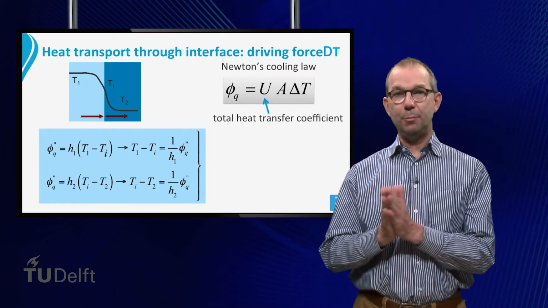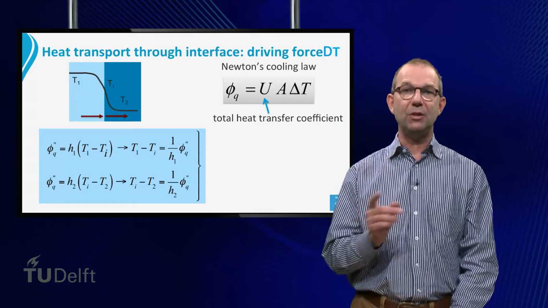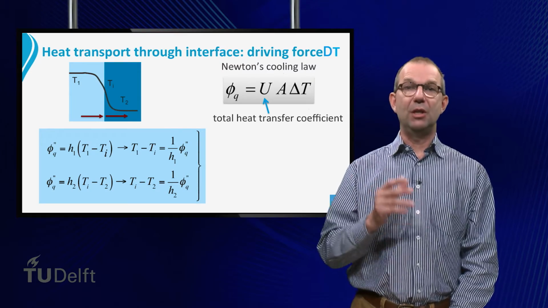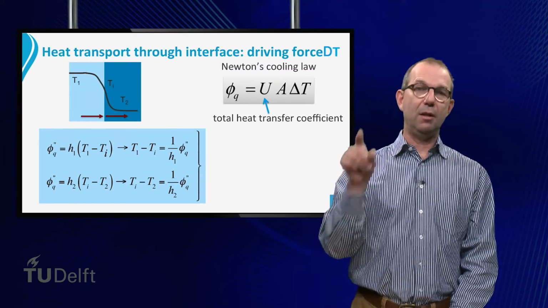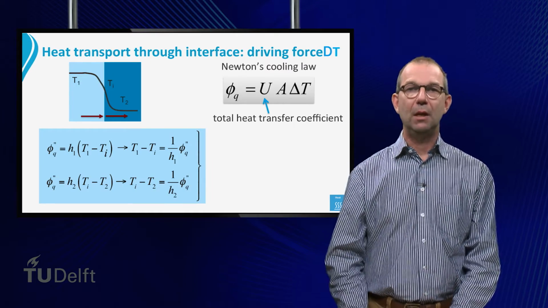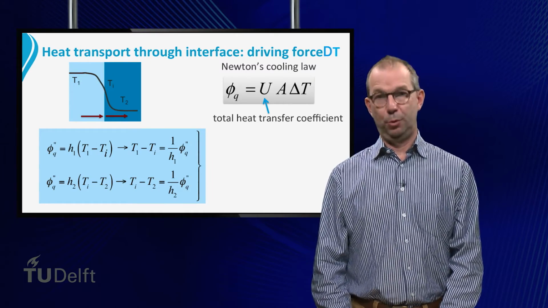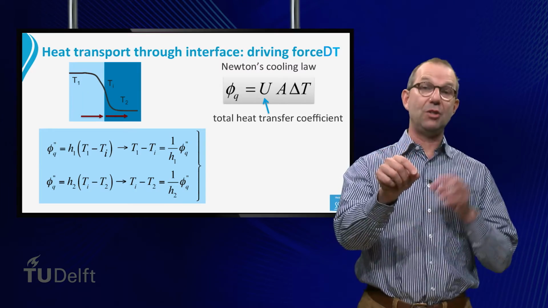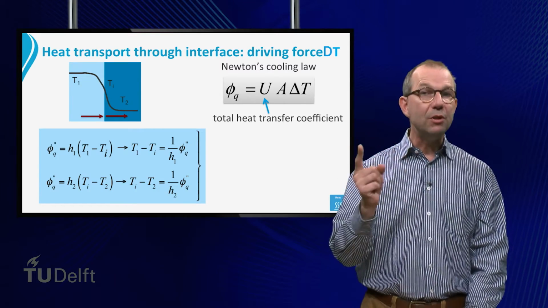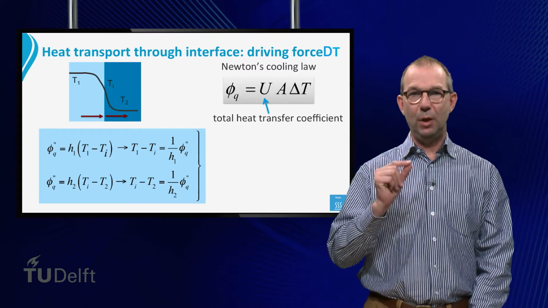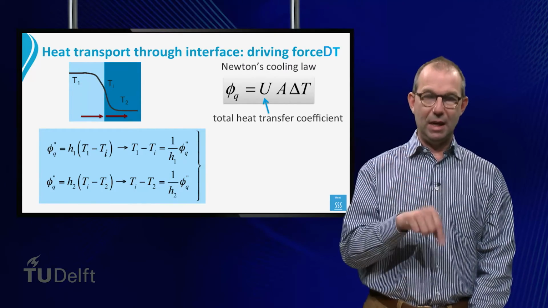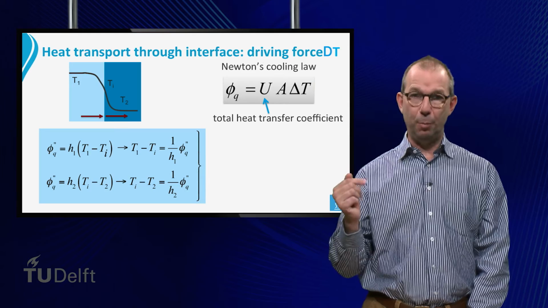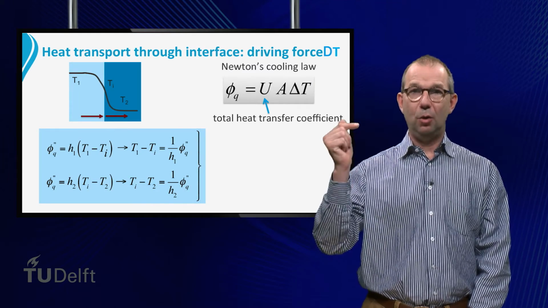Next, we write for the light blue part the heat flux caused by the driving temperature difference. Phi double dash sub q is equal to h1 times T1 minus T interface. We do the same for the heat flux on the dark blue side and find that phi double dash sub q equals h2 times T interface minus T2. It is important to see that we did not give the two heat fluxes each a separate index 1 or 2. Why not?